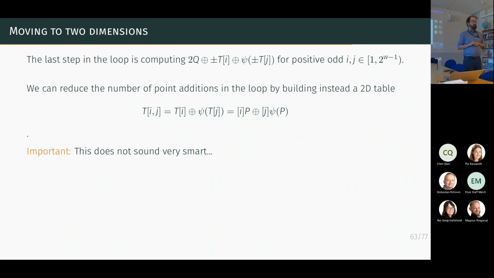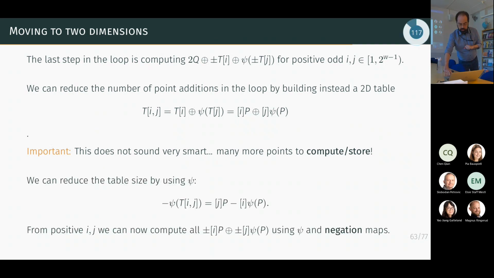But that's a stupid idea. Why? Memory is much worse now, right? Because now the size of the previous table is squared for all the positions, which means that if we scan a larger table, we're just making everything horrible. It's quite a stupid decision. So we have more points both to compute and to store, although we only do it once.